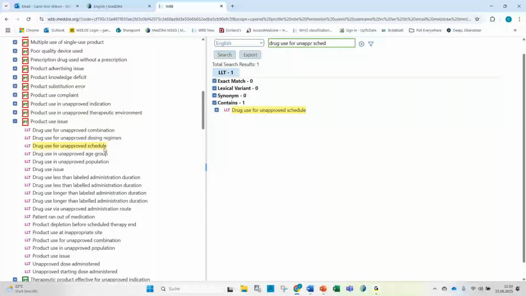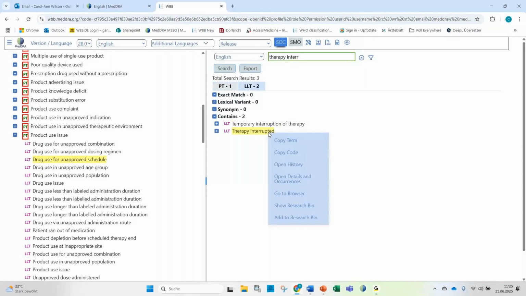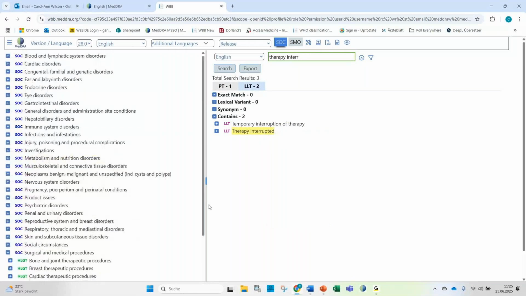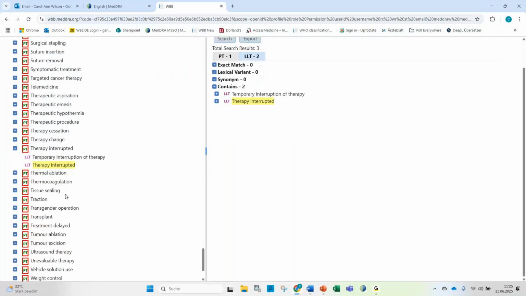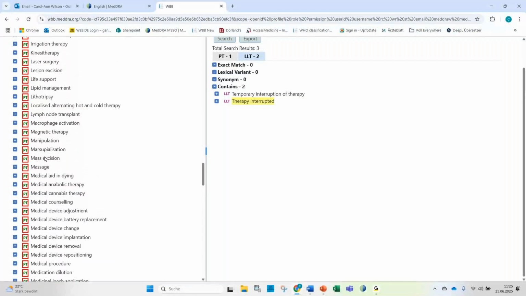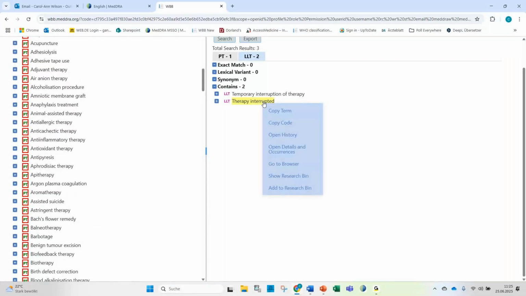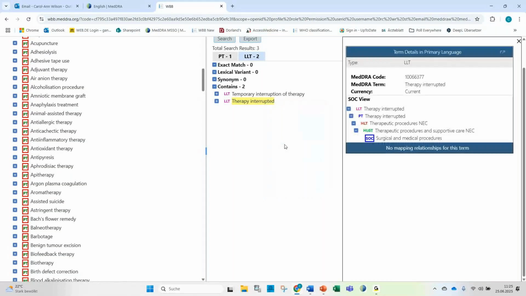And now we come to therapy interruption, and this was a question we have received before. If I look for therapy interruption, therapy interrupted, go to browser. Here it is, temporary interruption of therapy, therapy interrupted, same PT. You will see that we are in a completely different system organ class now. Let me open details and occurrences. You see that we are in the surgical SOC. It's considered a therapeutic procedure.